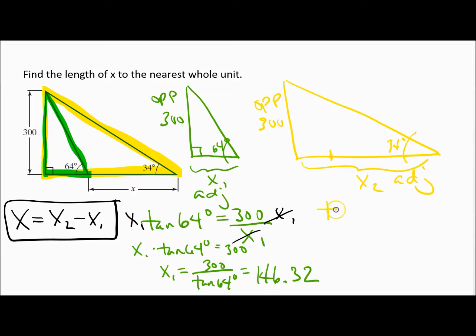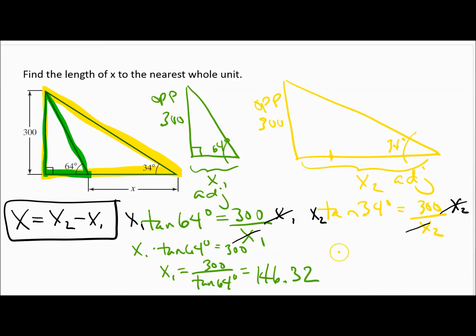Tangent's the winner. So I have tangent of 34 degrees is equal to opposite, which is 300 over adjacent, we're calling x2. Again, since the variable I'm trying to solve for is in the denominator, I need to multiply both sides of this equation by x2, so those will cancel.